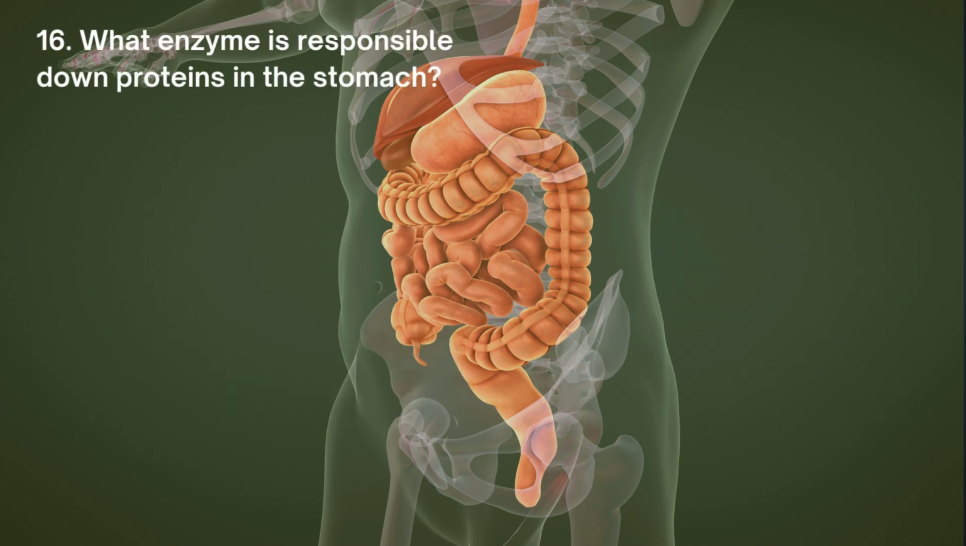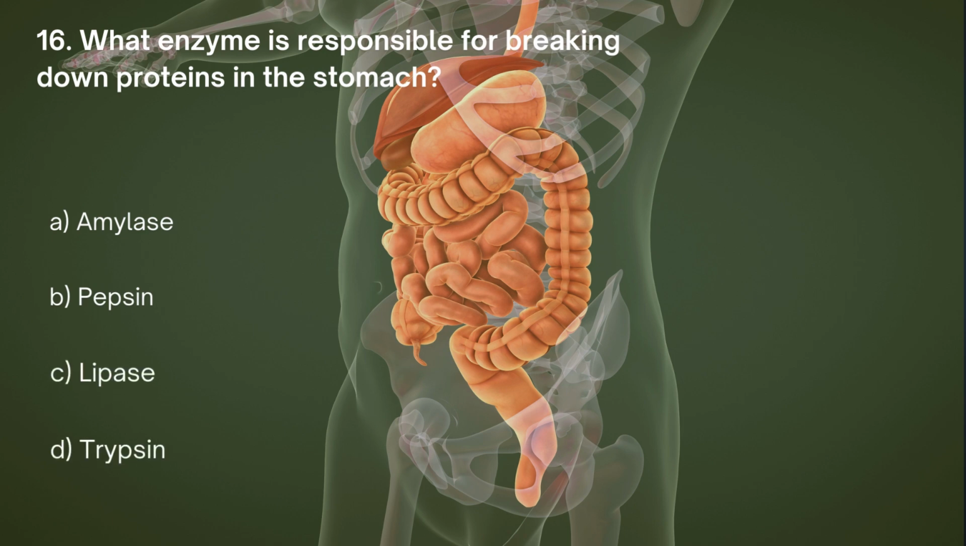16. What enzyme is responsible for breaking down proteins in the stomach? A. Amylase. B. Pepsin. C. Lipase. D. Trypsin.